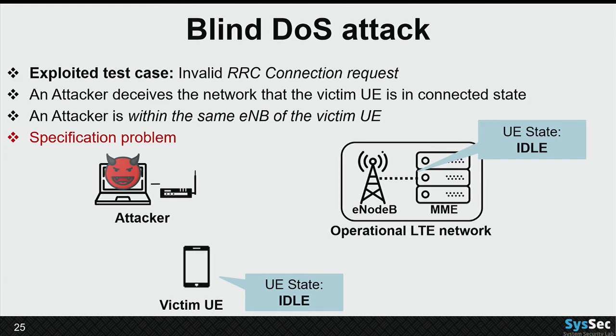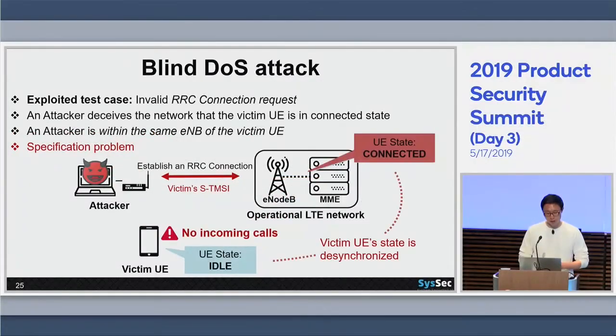And here, the attacker makes a radio connection using the victim UE's identity. Then the operational LTE network thinks that the victim UE is connected now, but the real state of the victim UE is still idle. Therefore, the victim UE cannot receive any incoming call.